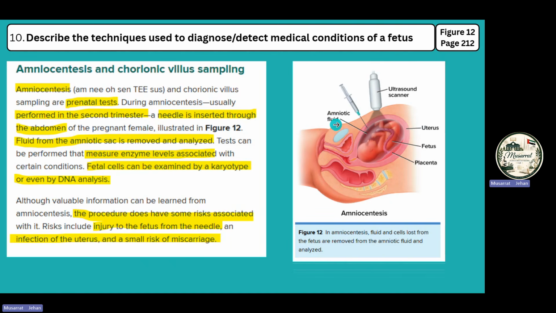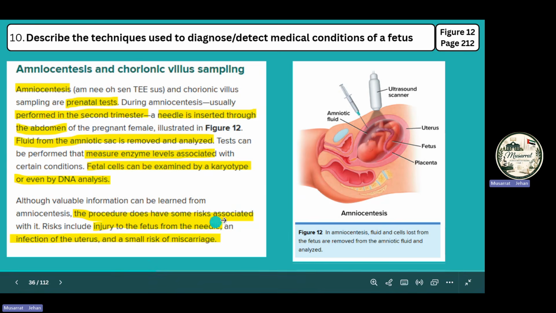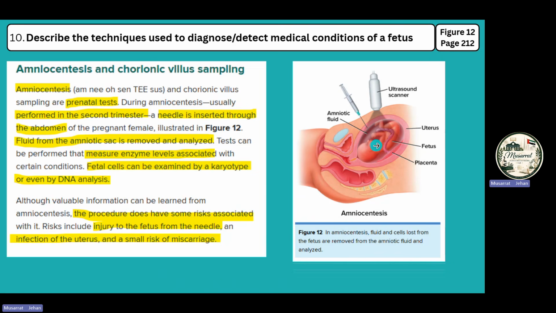They have asked, so you should know what amniocentesis is. This is amniocentesis. It is a prenatal test performed in the second trimester. A needle is inserted through the abdomen of the mother, and fluid from the amniotic sac is removed and analyzed. Then they perform tests to measure enzyme levels. Fetal cells can be examined by karyotype, DNA analysis. The procedure has some risks: injury to the fetus from the needle can happen, infection of the uterus, and a small risk of miscarriage.